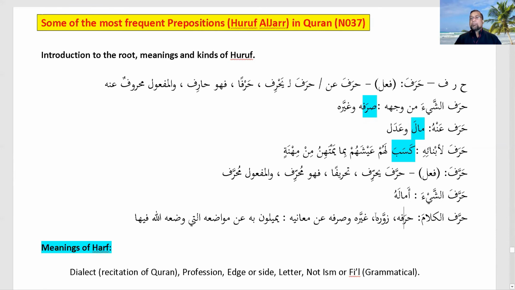This word is used in Quran when Allah subhanahu wa ta'ala described the Jews. He says, يُحَرِّفُونَ الْكَلِمَ عَنْ مَوَاضِعِهِ, that they do tahrif to the words, to speech or expressions, from their original meanings. It's used for this meaning here. So I'll go ahead and read this meaning. حَرَّفَ الْكَلَامَ حَرَّفَهُ زَوَّرَهُ غَيَّرَهُ وَصَرَفَهُ عَنْ مَعَانِيهِ. That they manipulate it, they change it, and they deflect it from its original meaning, or the person does. يُمِيلُونَ بِهِ عَنْ مَوَاضِعِهِ الَّتِي وَضَعَهُ اللَّهُ فِيهَا. That they twist it from its original meaning that Allah has ascribed to it.